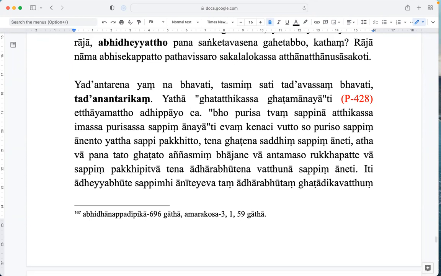Yatha. Kada tikasa, kada amanaya. Kada tikasa, kada amanaya. So here, I think they're talking about the Nanandarika Naya. Nanandarika Naya? Yes, we have one Naya, it's called Nanandarika Naya. Okay. This example, kada tikasa, kada manaya. They give this example for Nanandarika Naya.